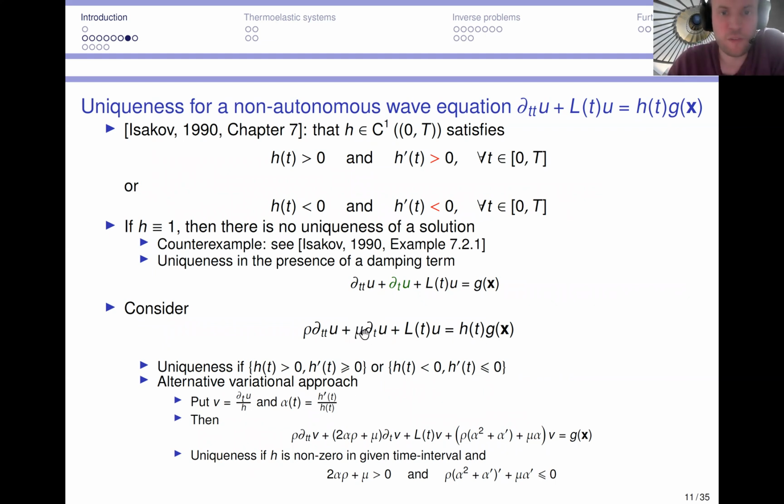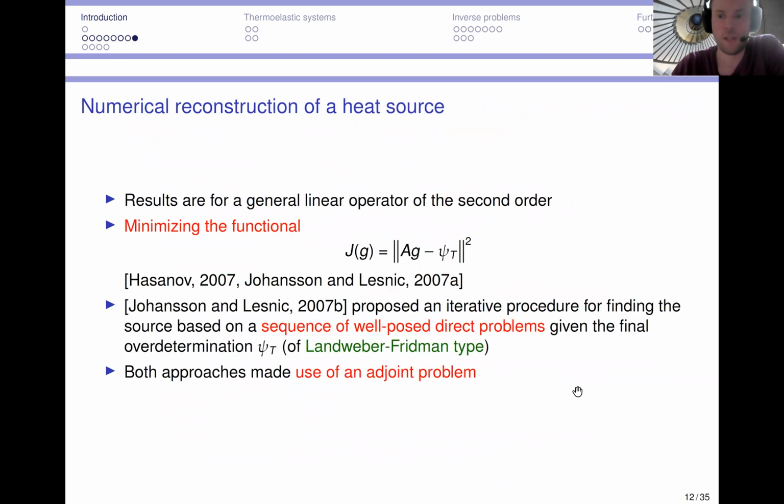And alternatively, you can also use for the wave equation the variational approach. So this is again alpha. And under these conditions on alpha and the coefficients, you have also the uniqueness of a solution to the inverse source problem. So this was about the theoretical results.